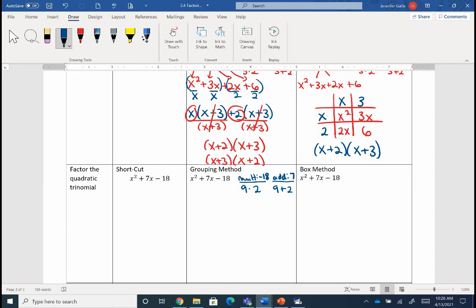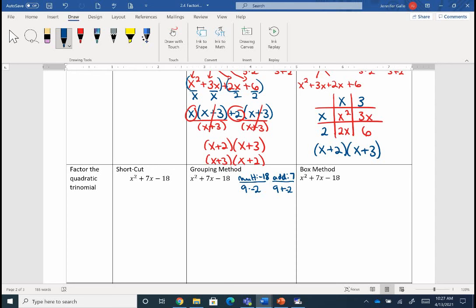The 9. The 2, right? I want positive 7. If I make the 9 negative and I add a positive 2, I'm going to get negative 7. So be careful when you're picking out which one's going to be negative. You have to make sure that when you multiply, you get the correct sign and number, and when you add, you get the correct sign and number.